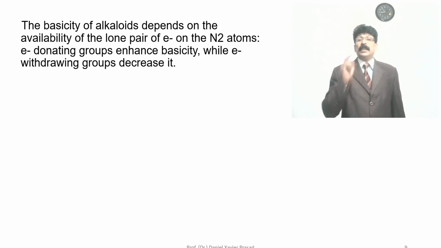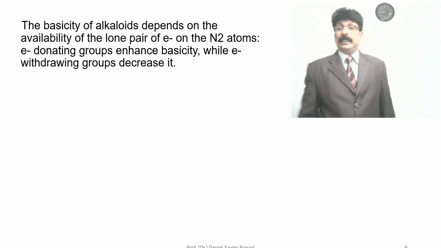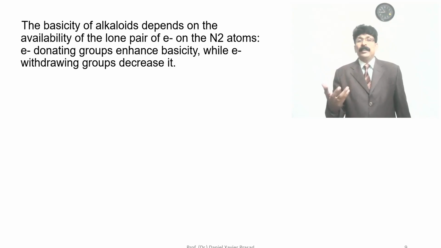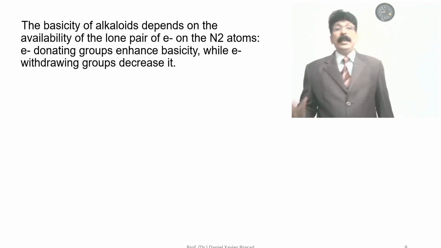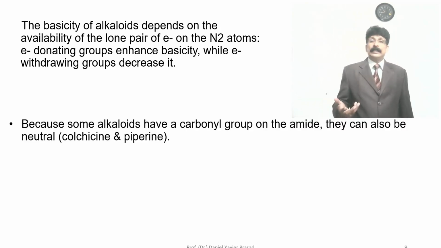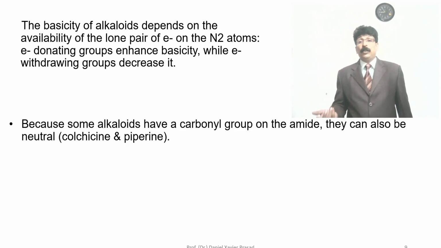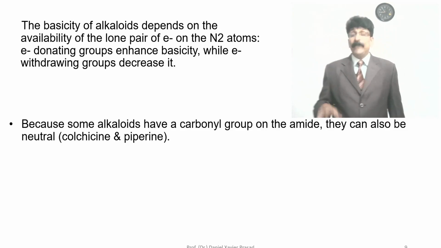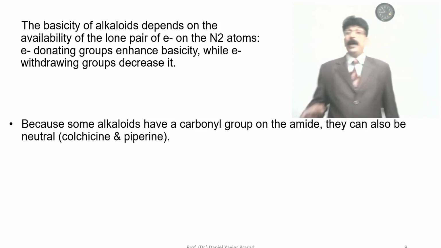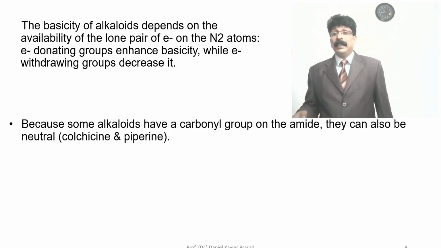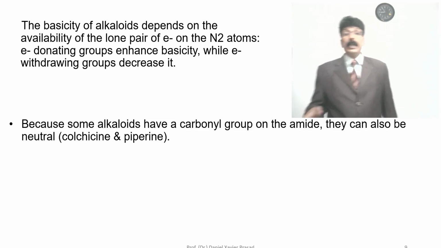hydroalcoholic solutions. The basicity of the alkaloids depends on the availability of the lone pair of electrons present on the nitrogen. Electron donating groups enhance the basicity, while electron withdrawing groups decrease it. Some alkaloids have a carbonyl group, as in an amide, a C double bond O group, maybe a ketone, aldehyde or an acid. They may also be neutral, like colchicine and piperine.